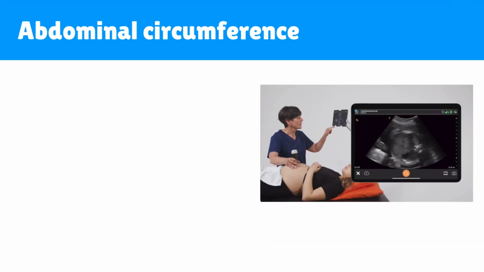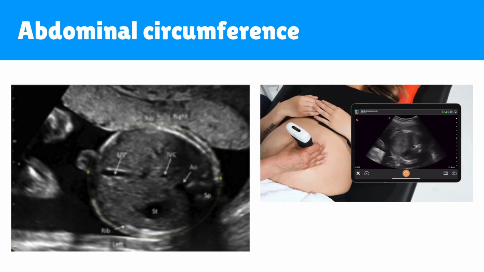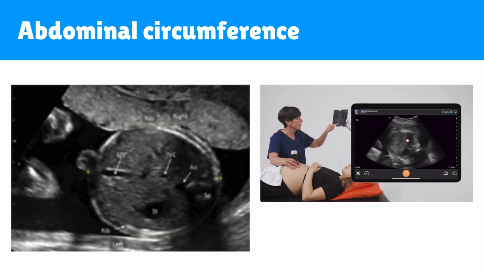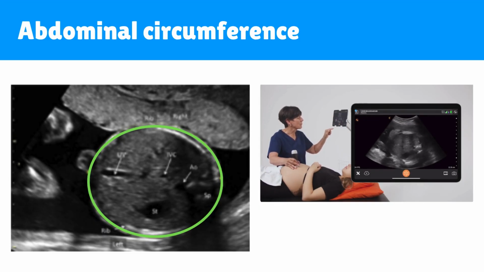Next, let's look at measuring the abdominal circumference. This is a transverse view of the fetal abdomen with key landmarks including the umbilical vein, stomach, spine, and fetal ribs on each side laterally. The caliper used to measure the abdominal circumference is an ellipse, which should be placed along the outer edge of the skin. Let's go over some pearls for measuring the abdominal circumference.